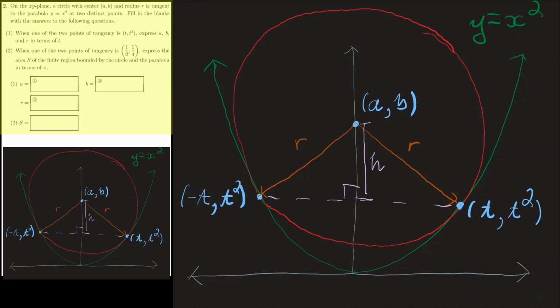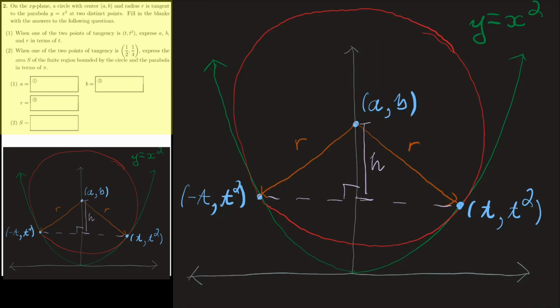I then labeled the point (t, t squared) right here, and I labeled the center of the circle (a, b), and I drew the radius since these are all values in the question. I also labeled h right here, but I will explain that later. So of course, when drawing your diagram, you can add on to it as necessary.